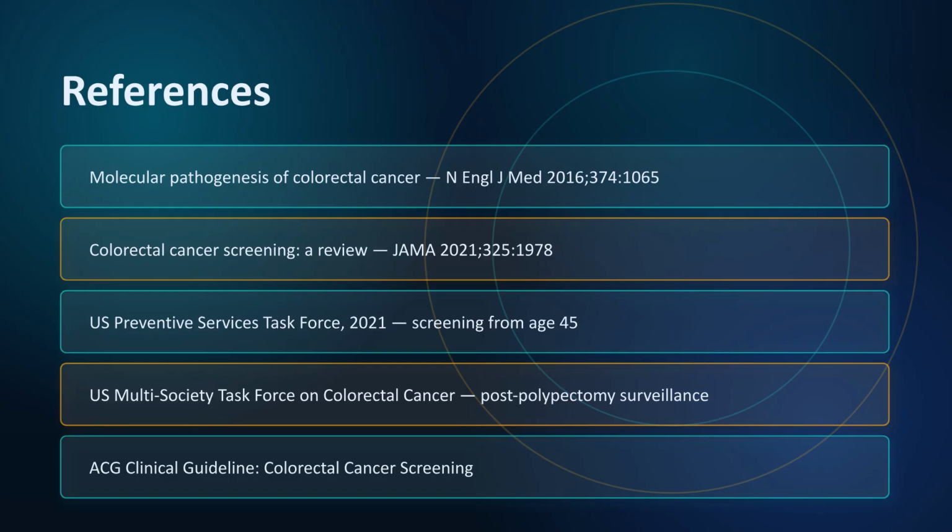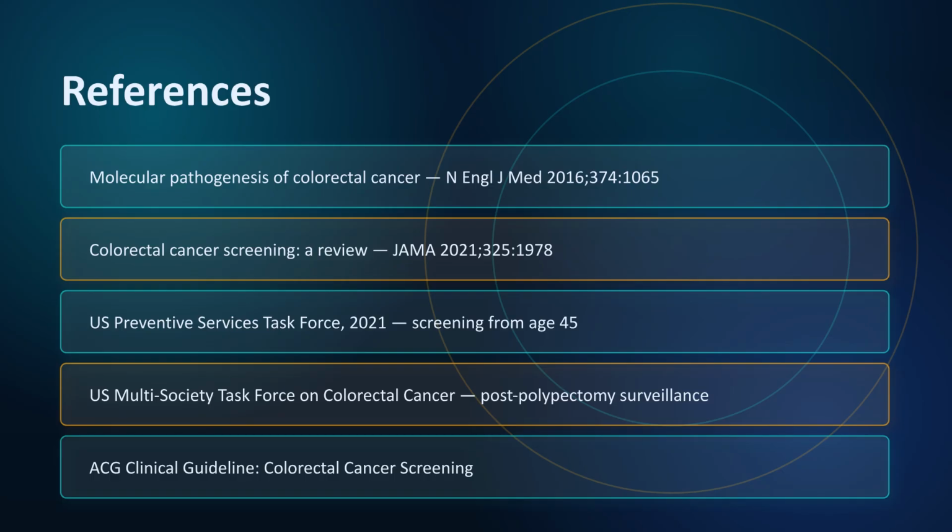These are the sources behind today's material. The molecular model of colorectal carcinogenesis follows the New England Journal Review of Colorectal Cancer Pathogenesis. The screening menu and the start age of 45 follow the current JAMA screening review and the United States Preventive Services Task Force recommendation. And the post-polypectomy surveillance intervals follow the United States Multi-Society Task Force on Colorectal Cancer.